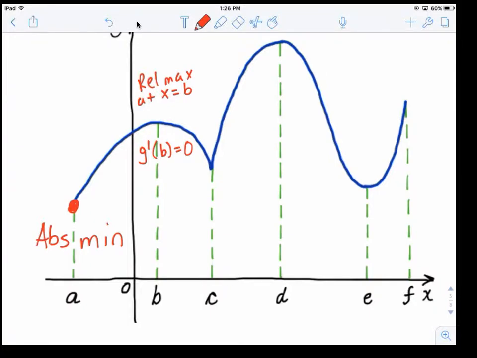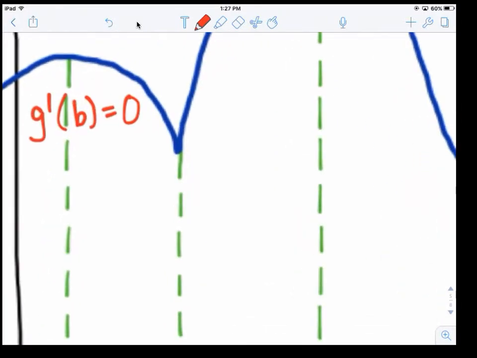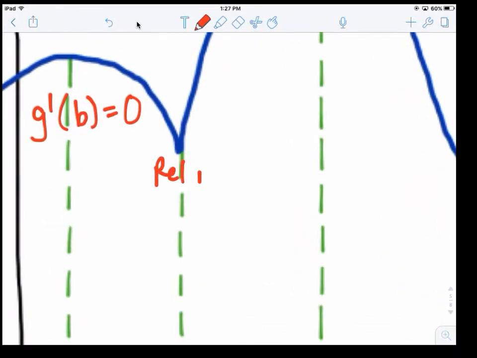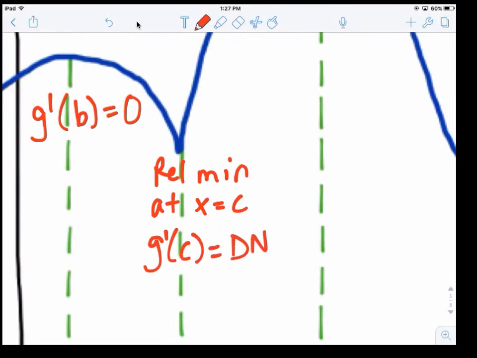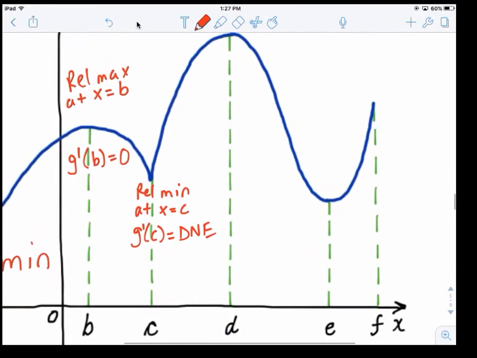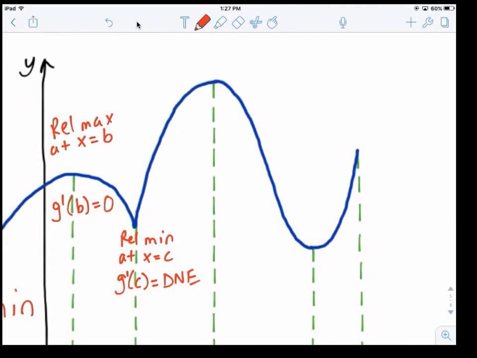Now, what's going on at C? Right, so that's also another critical value, and what would I consider that? Relative min, good. So you have a relative min at x equals C. g prime of C is DNE. Good. What about D? No, that is.